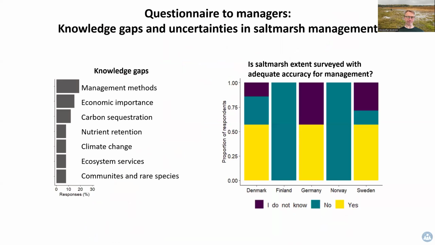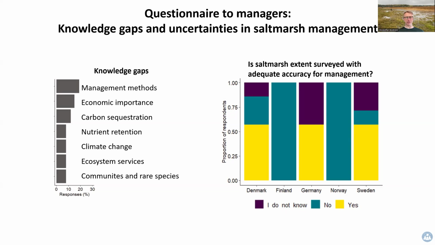Next slide. We also had a really engaged method in the way that we wanted to interact with the managers, or actually those people who work a lot with salt marshes. And we sent out questionnaires, we had them in workshops and so forth. And what is really clear from this work is that there's big knowledge gaps for managers regarding how they actually should work in these systems.